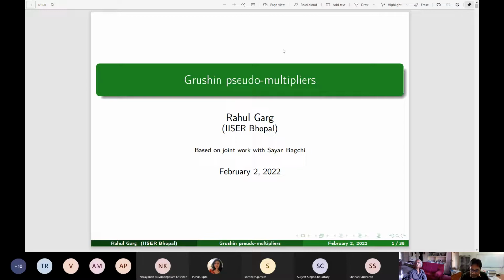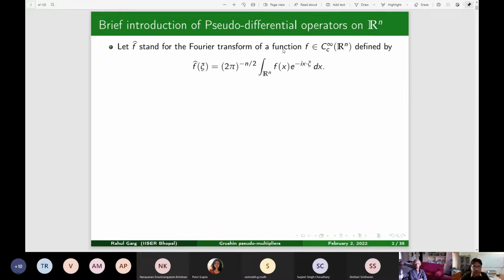So let me start, and this talk will be about pseudo-multipliers associated with Grushin operators. And please do stop me at any point of time if there is any query, okay? So I'll just start with a very brief introduction of pseudo-differential operators on R^n to get some motivation of what we have done in our work.